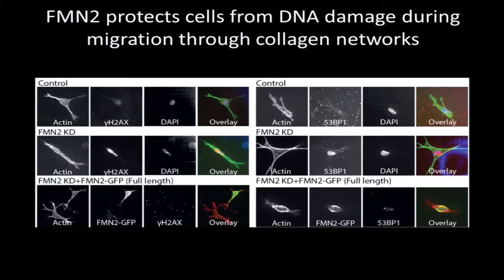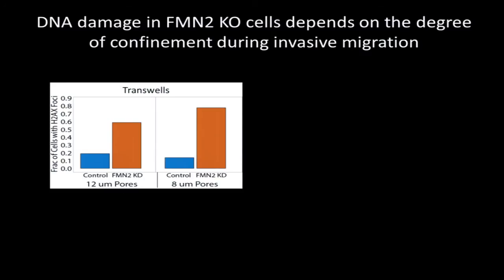Cells in 3D collagen gels that have FMN2 knockdown have gamma H2AX foci and 53BP1. And so to add evidence that this is a physical phenomenon, we said, what happens if we change the pore sizes of the things that these cells have to crawl through? So we got transwells that had big pores and transwells that had little pores, and we find that there's more H2AX, indicative of damage, as a function of pore size.